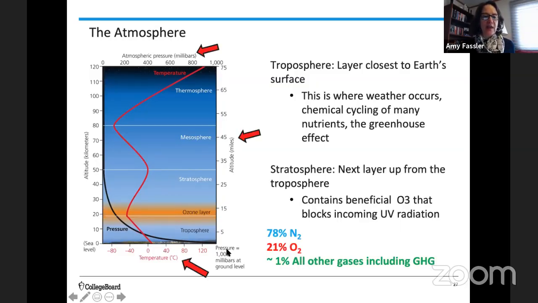Okay, I got all kinds of axes labels here. My y-axis is temperature. I have another y-axis up here. This is my atmospheric pressure in millibars, and my x-axis is temperature and atmospheric pressure in millibars. It looks like there might be two different labels on my y-axis. They're both altitude, they're just in different units. One is in miles and one is in kilometers.